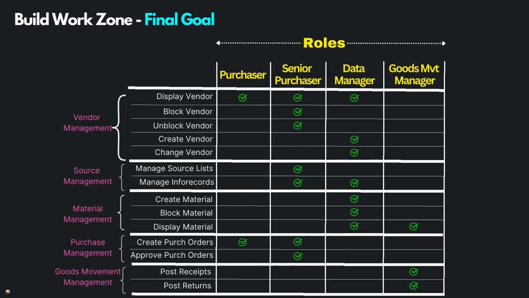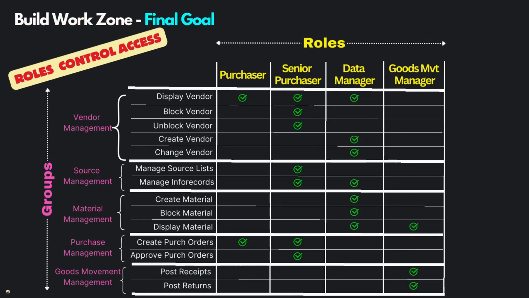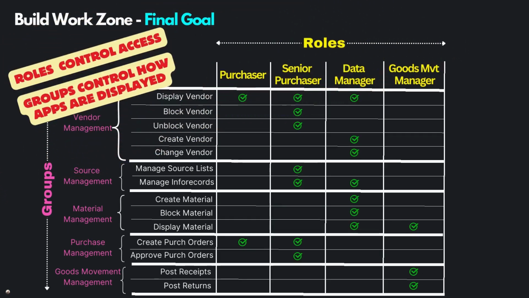and to post returns. Now, these groups that we see here are going to ensure that apps are displayed to the user in a meaningful fashion, clubbed together, provided I have access to them through the particular roles. Now, this is a very important concept to understand. Roles control access to an app. Groups control how the apps are going to appear on your screen.